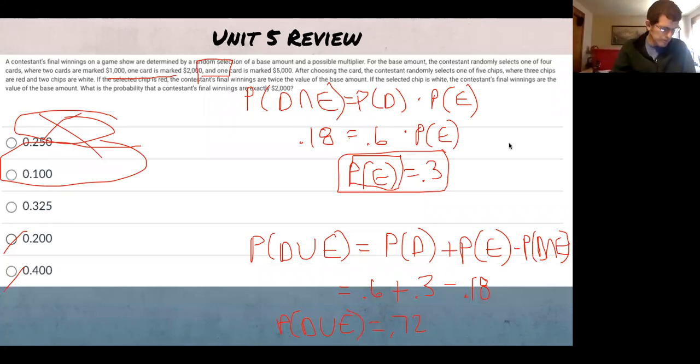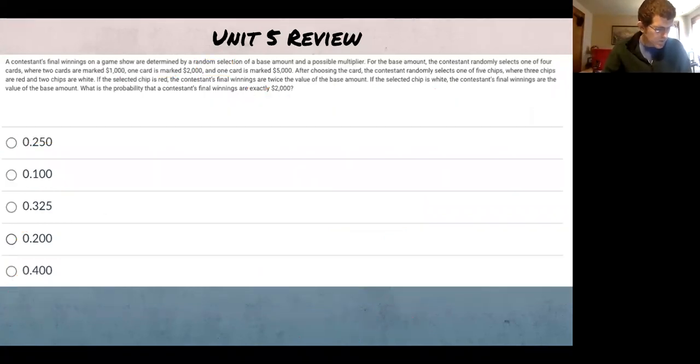Got a couple more problems here. This is one where someone is a contestant on a show, and they have two different events to figure out what their winnings are. They first of all pick a card, and there are three outcomes. You can get $1,000, $2,000, or $5,000. The next is picking a ball from a cup or a chip from a cup or something, and you get either red or white, and that will result in doubling your amount or just keeping the base amount.